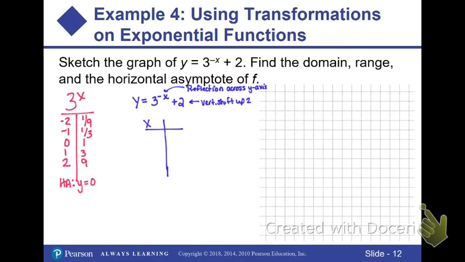So when we go to do our table, what's going to affect our x's? Well, we have that negative x, so really that means we divide by -1 or multiply by its reciprocal. And so let's do that. So 2, 1, 0, -1, and -2. And then my y's, we're going to add 2. So I'm going to take all of my y's here and I'm going to add 2 to them.